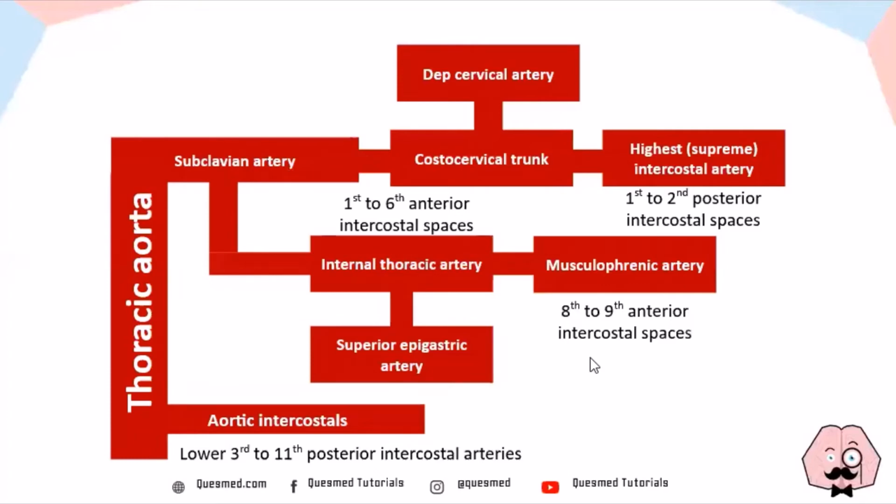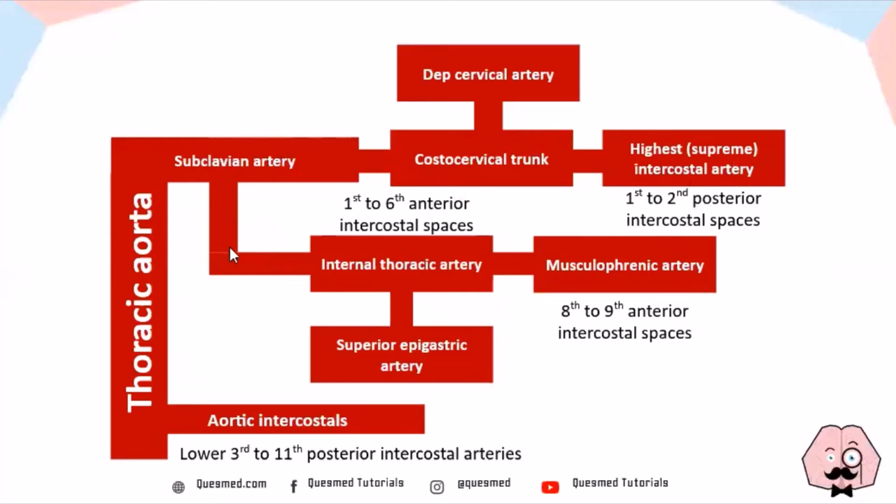And this is a schematic explanation of that. So you've got your thoracic aorta, which gives rise to your subclavian artery. So we're not concerning ourselves with side here. So let's just say subclavian artery. But if it was the right side, then it would be via the brachiocephalic first. And then your subclavian artery gives rise to this tiny branch called the costocervical trunk, which then gives rise to your highest or supreme intercostal artery, which supplies the 1st and 2nd posterior intercostal arteries.